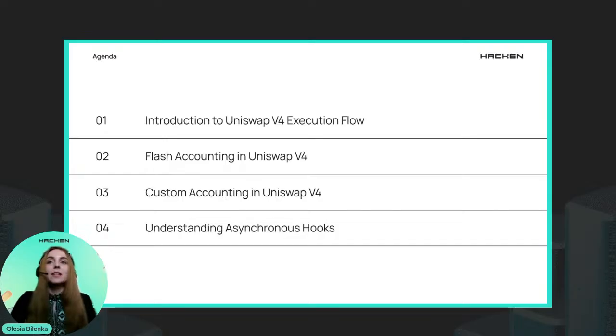We will begin by exploring the execution flow in Uniswap V4, and this will provide the foundation to understand our next topic, which is flash accounting. And once we are confident with flash accounting, we will move on to custom accounting, which builds on that knowledge. And finally, we will look at a specific type of custom accounting, the async hook.